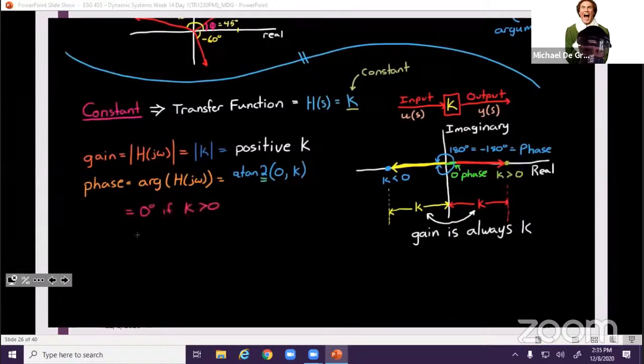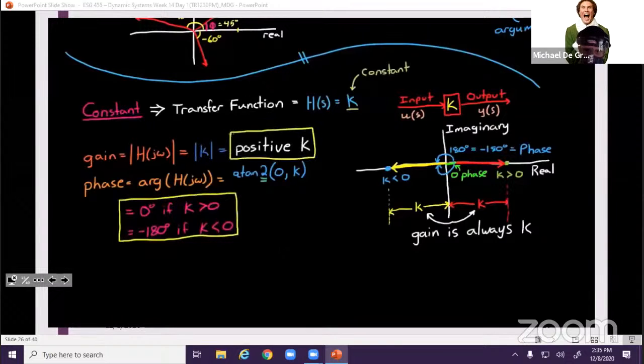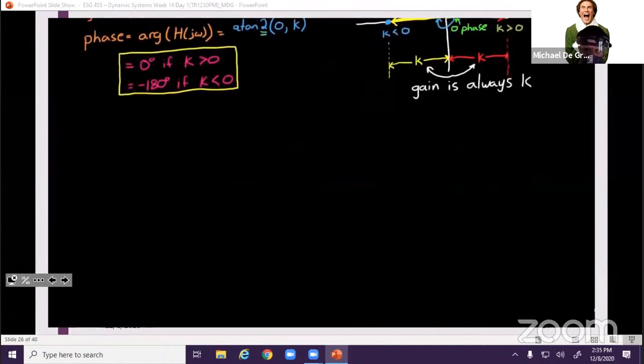So if the constant is positive, then the phase is 0 degrees. And if the constant is negative, then it's minus 180 degrees. And that's why I like to use arctangent 2, because it keeps track of the sign of k for you, so you don't have to think about that. If you just use arctangent, you'd have to remember to subtract 180 in certain cases and not in others, but I'd prefer not to remember that and just use arctangent 2.